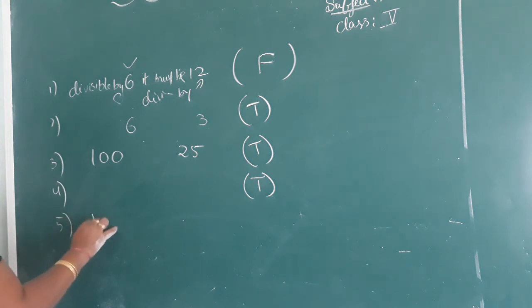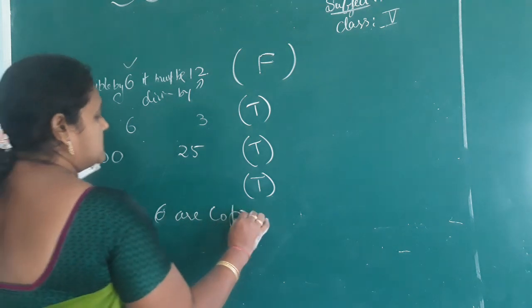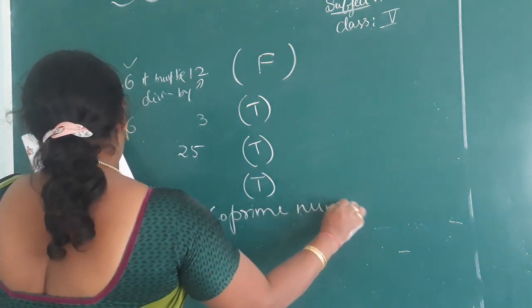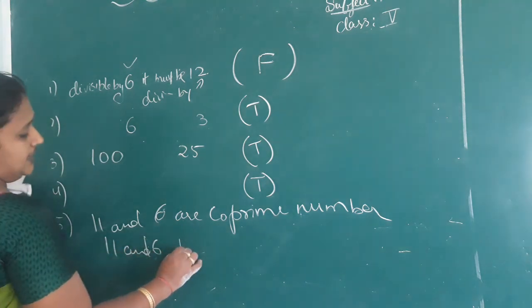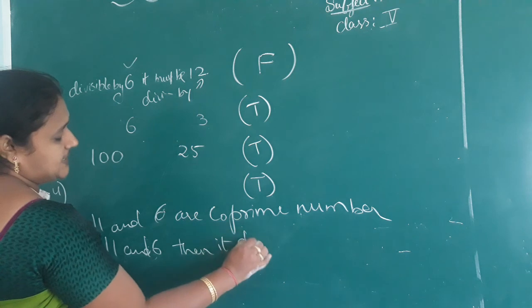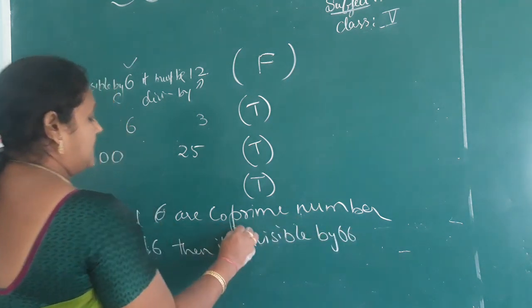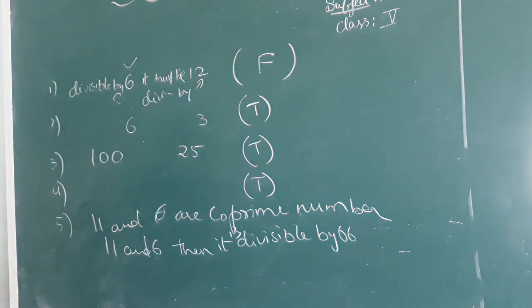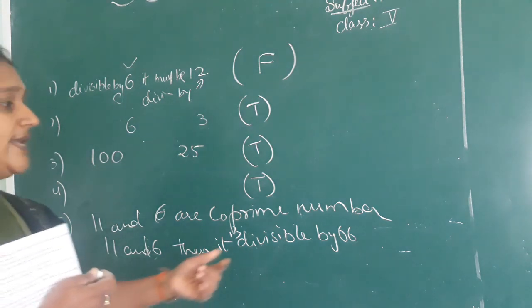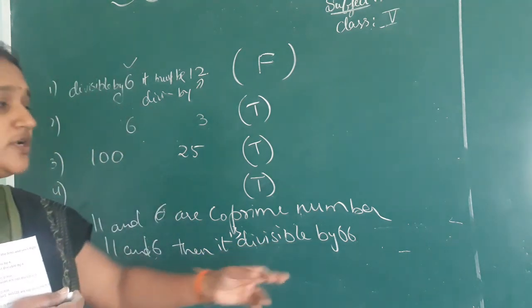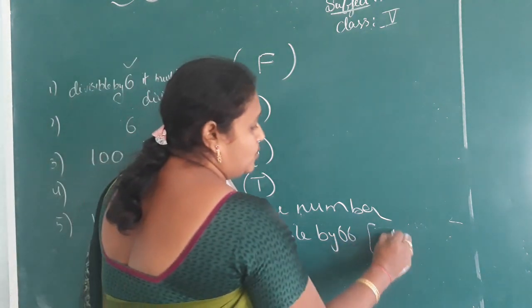Fifth one, 11 and 6 are co-prime numbers. If a number is divisible by both 11 and 6, then it is divisible by 66. How can we say this? Because 11 and 6 are co-prime factors of 66. So it is a true statement.